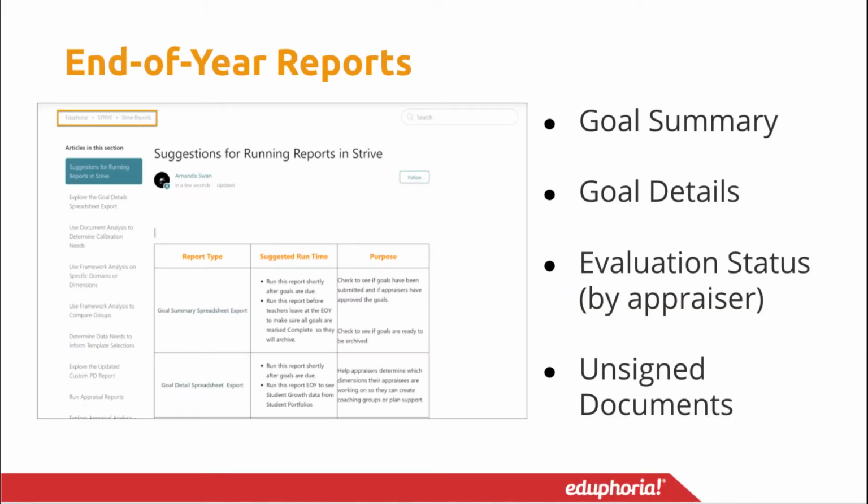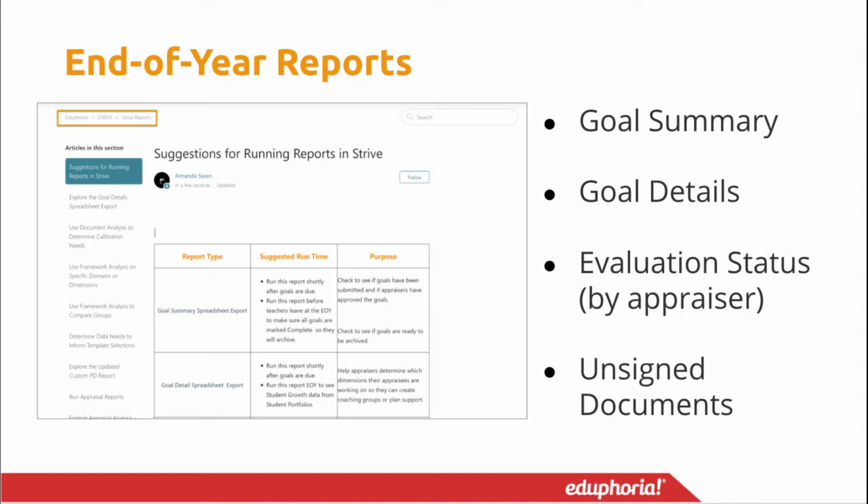So the first thing I want to talk about are end of year reports, and we have a section in our online help guide. When you go into Strive, there's a section for reporting. It's called Strive Reports, and you'll find the first article titled Suggestions for Running Reports in Strive. In this article, we've outlined all the reports that you can run. You can't see them all in this screenshot, but we have an outline of all of the reports, when we recommend that you run them, and what the purpose is. Why would you want to run them?